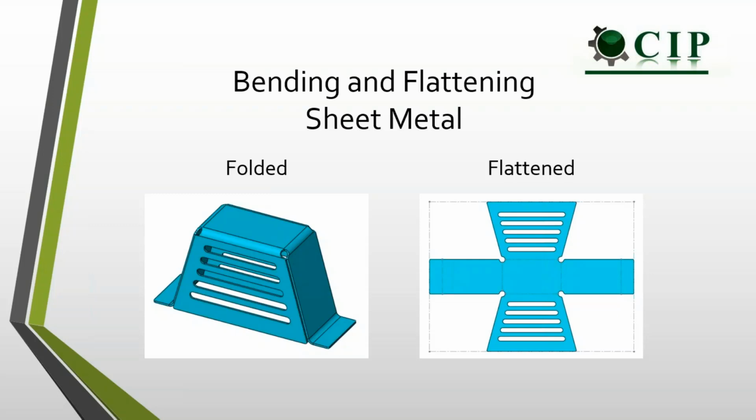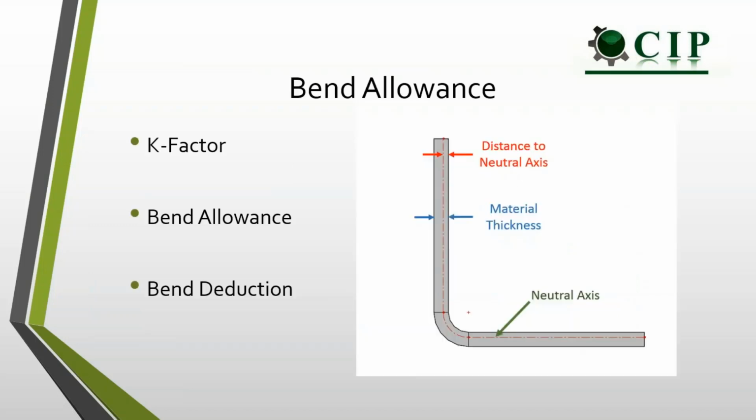And SOLIDWORKS does a really good job of doing that by factoring in the bend allowance. Bend allowance is what enables you to get accurate dimensions whenever you're doing your sheet metal, so that those parts come out to spec after you've burned the part. And under the category of bend allowance, there's actually 3 different categories, or 3 different ways that that's calculated.